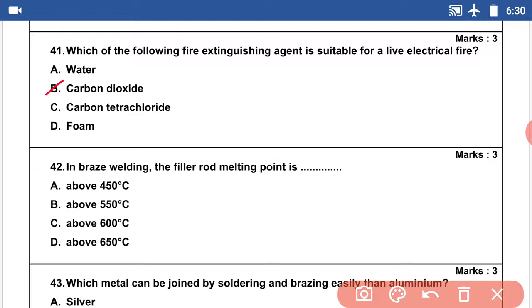In brace welding, the filler rod melting point is dash. This question answer above 450 degrees Celsius. Option A correct answer. Question number 43.